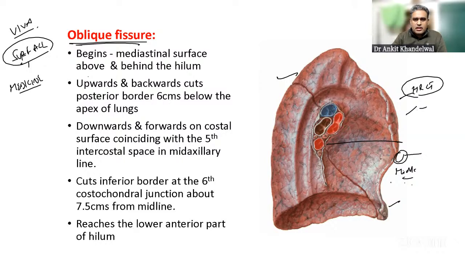So, the oblique fissure over here. Just remember that course. It runs throughout. It starts from the posterior border, goes to the anterior border over here, and cuts the lungs into two parts. And that is the same for right and left lung. A very minor difference occurs there.